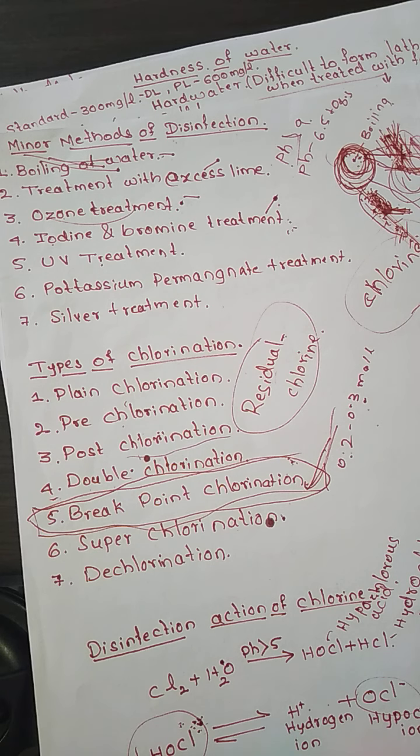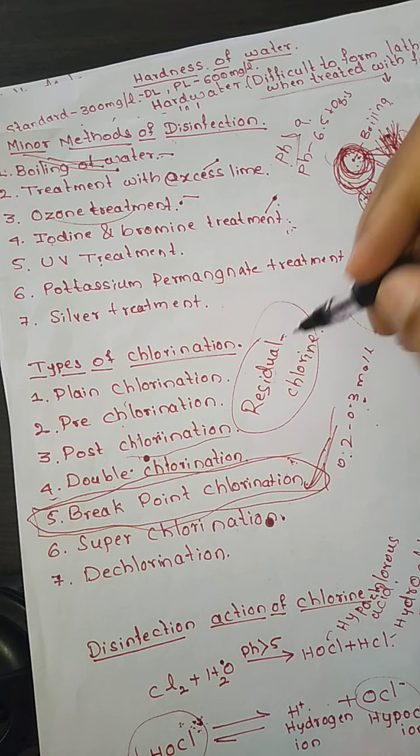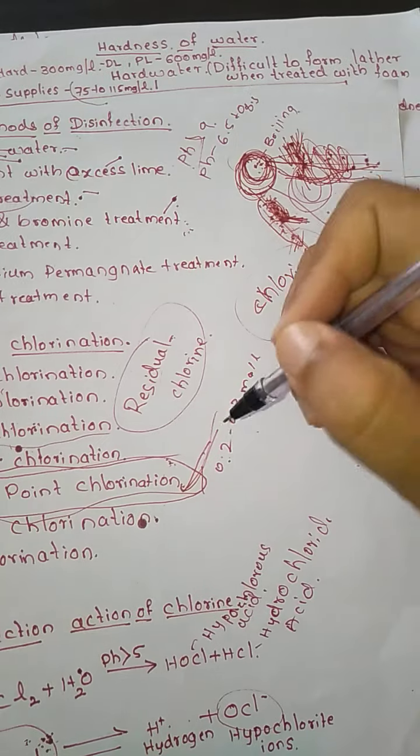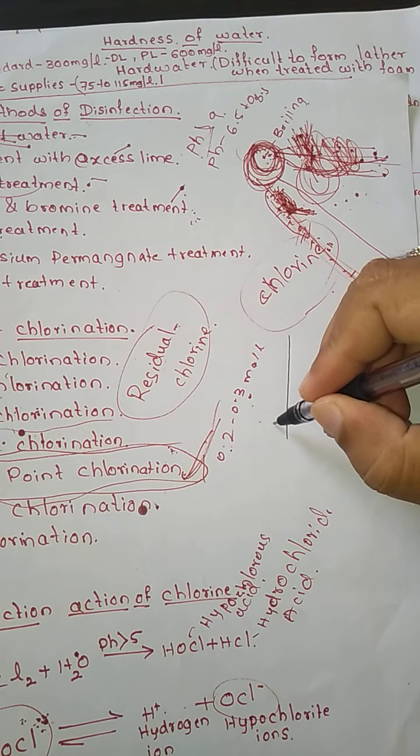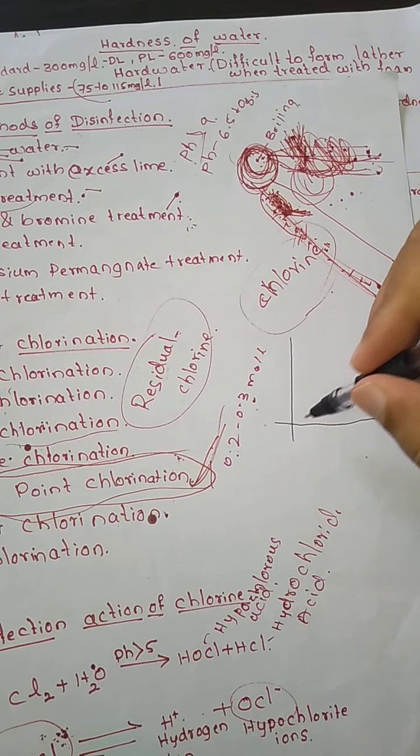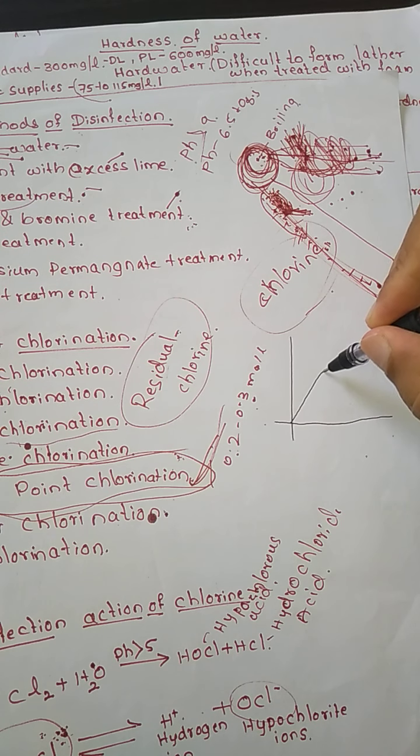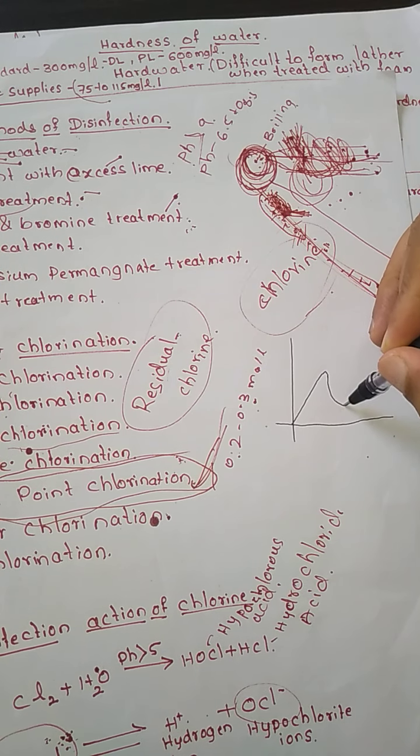Now breakpoint chlorination is applied to water to achieve 2 activities. It kills the bacteria, so disinfection is effected. It oxidizes the organic matter. Now here I have shown one particular diagram of our breakpoint chlorination. I won't go into much detail, but I'll just draw one particular diagram of breakpoint chlorination.